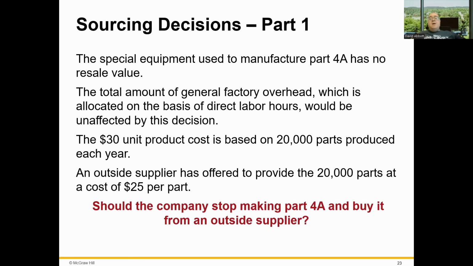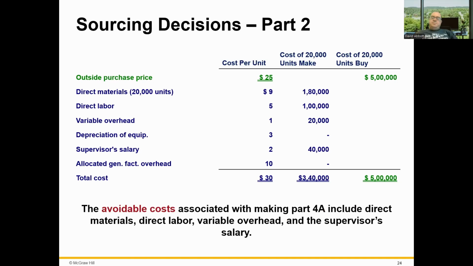And we'll take a look at that. So they also have that the special equipment used to manufacture the part has no resale value. The amount of the factory overhead, which is allocated on the basis of direct labor hours, would be unaffected. The $30 per unit price is based on 200,000 parts produced each year. An outside supplier would provide 20,000 parts at a cost of $25 per part. So should they make the part or buy it?